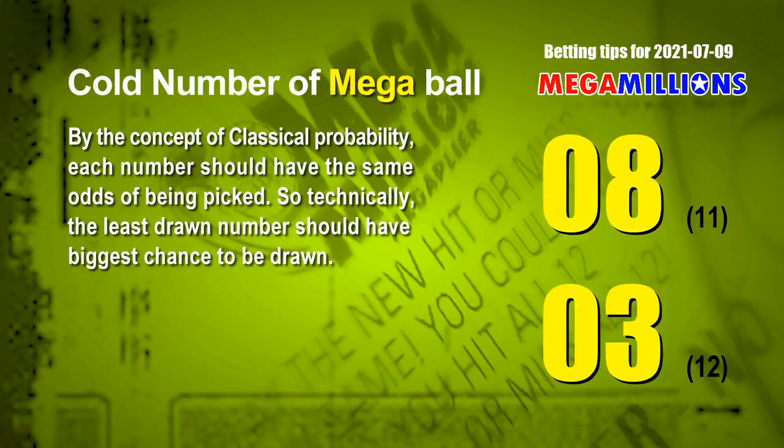Of course, there are also cold numbers of mega ball. The two coldest mega balls are 08 and 03. Mega ball 08 has been drawn for only 11 times in the last 385 draws. Mega ball 03 has been drawn for only 12 times in the last 385 draws.